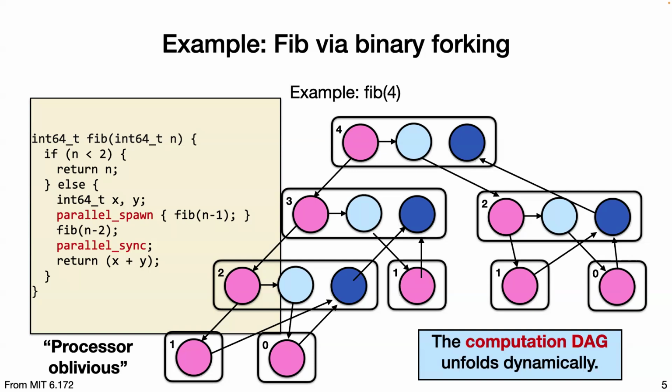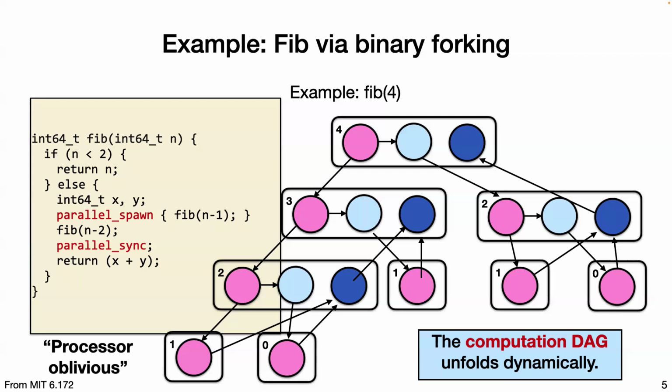So this is an example. We're doing fib of 4. You start with 4. This is spawning fib of 3, and then it continues with fib of 2. This is n minus 1, this is n minus 2, this is n minus 1. And recursively, it goes all the way down until you get to your base case. And then you come back up, and this is the return. This is the sync. So this is return of n minus 1 and n minus 2.